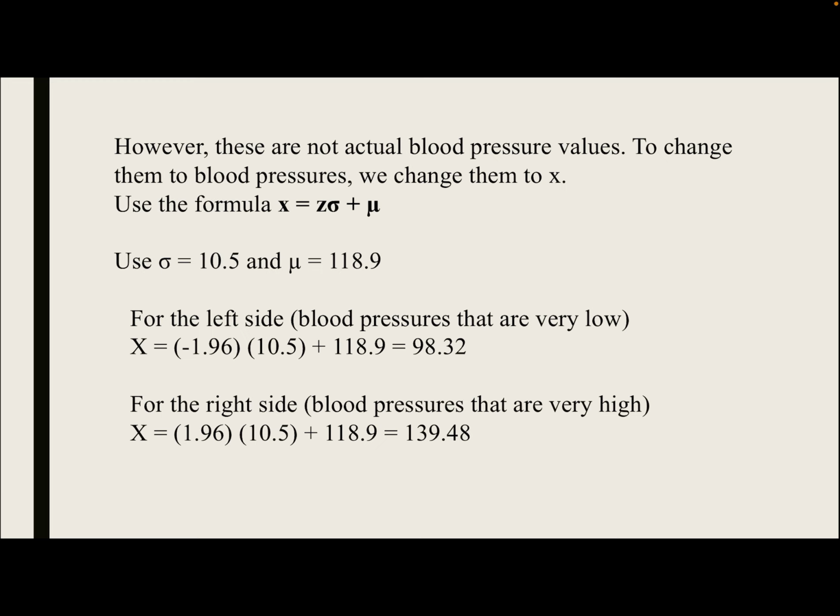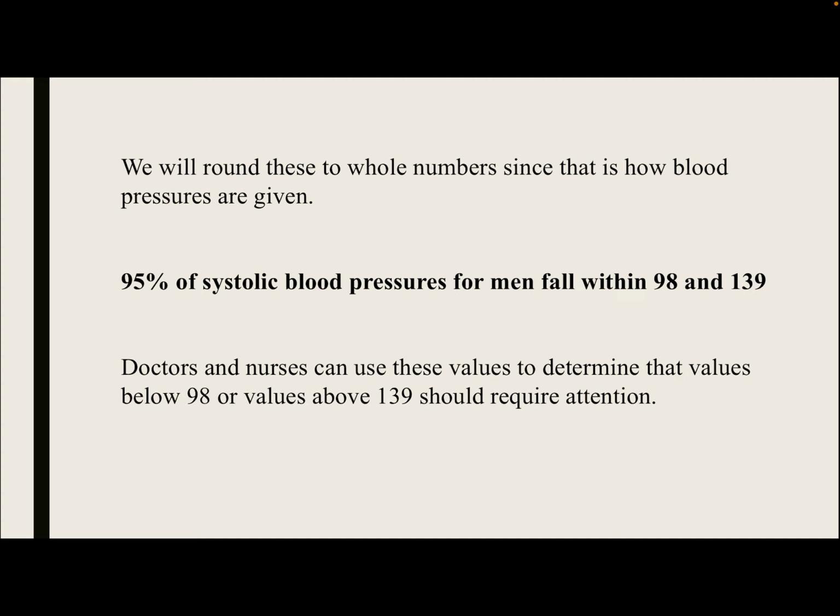However, these are not actual blood pressure values. To change them to blood pressures, we change them to x using that formula. Plug in the mean and standard deviation given in the problem. So for the left side, we get 98.32. For the right side, we get 139.48. On the left side we use negative z, and then we use positive z for the right side. We'll round those to whole numbers since that's how blood pressures are given. So 95% of blood pressures for men fall within 98 and 139.